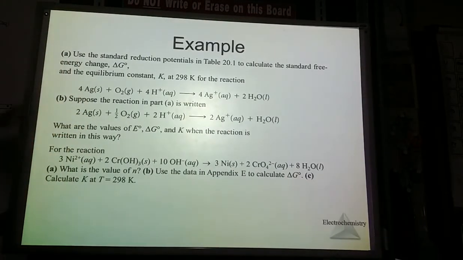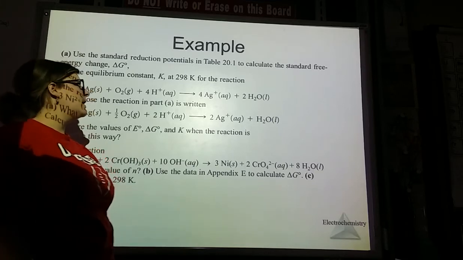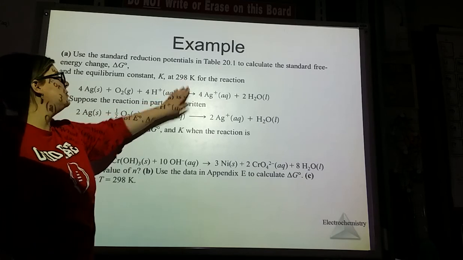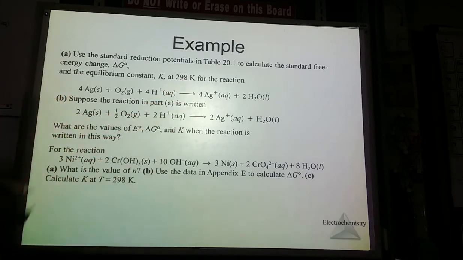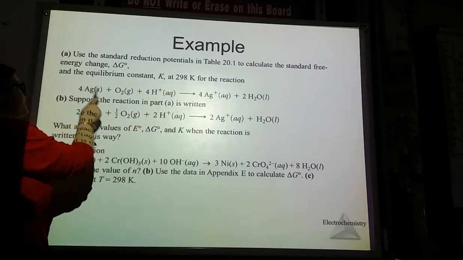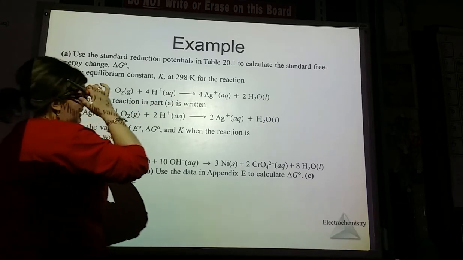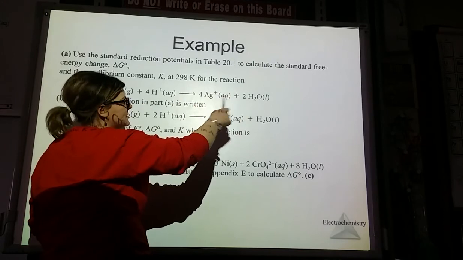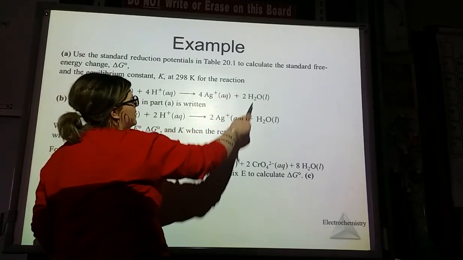Okay, so let's just do A first. Let's just focus on A. Use the standard reduction potentials in table 20.1 to calculate the standard free energy change delta G and the equilibrium constant K at 298 Kelvin for the reaction. So I know this is at standard conditions because I'm at that 298 Kelvin. The reaction that they gave me was solid silver reacting with oxygen gas and hydrogen ion to produce silver ion and then water.